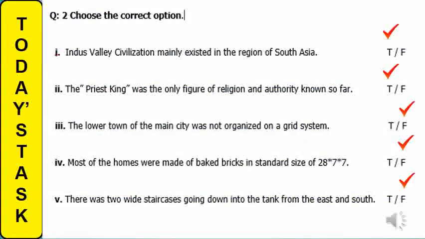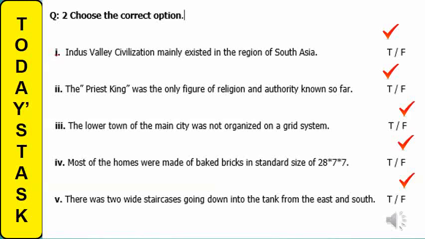Now, dear students, we will complete the remaining portion of our worksheet. So I have some true and false for you, and we will write the correct option, or we will choose the correct option. So the first true false is the Indus Valley civilization mainly existed in the region of South Asia, and it is true.